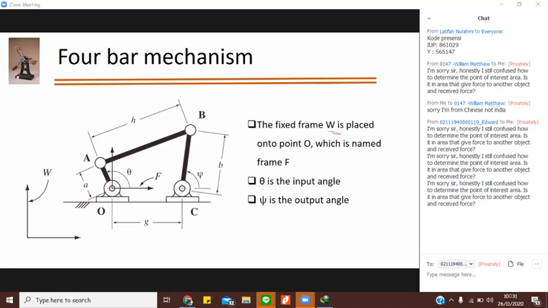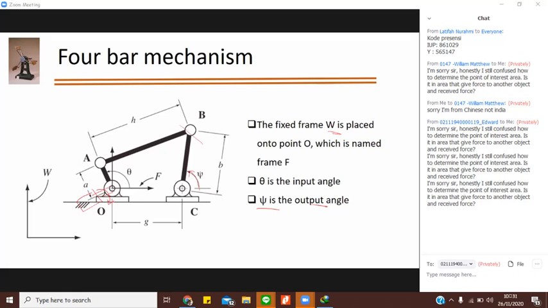Let's say you attach a motor over here, and from that you are giving an input. So theta is your input. How much angle of rotation you give the motor, accordingly you will get motion over here. And psi is your output angle, which you are getting as output.